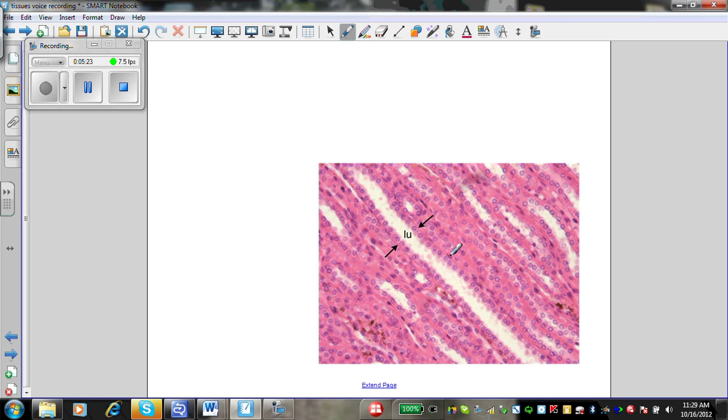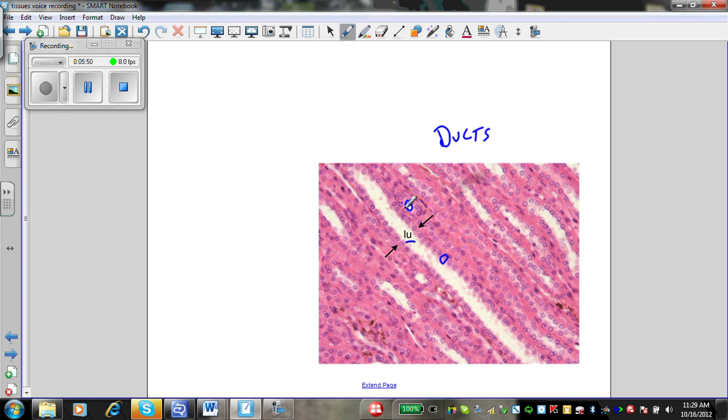Next one we've got, you can kind of see they're much shorter. So these are cubes. The LU stands for lumen. So we have cuboidals going down here, and you're going to see these more in ducts. If we talk about sweat glands or oil glands, any of those types of ducts, you're going to see these cube-like cells. It looks kind of like there's multiple layers, but notice that there's another lumen right here.